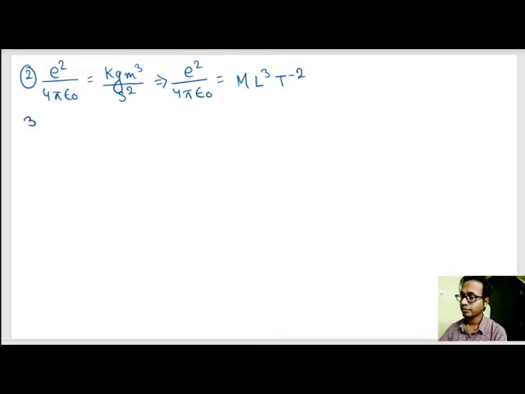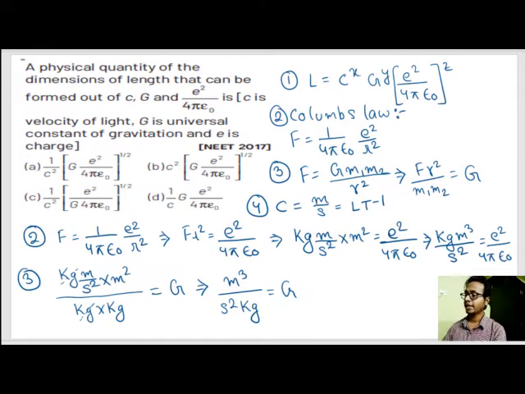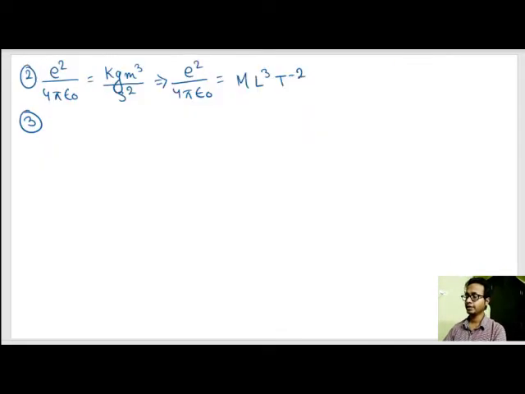Similarly, let us see G. G becomes meter cube by second square kg, or G is equal to kg, that means mass to the power minus 1, length to the power cube, and time to the power minus 2.